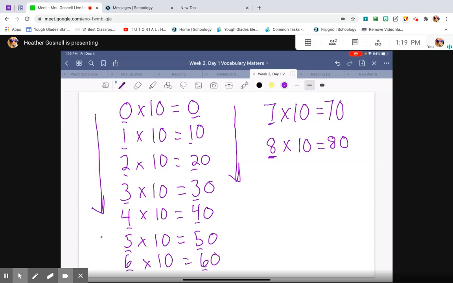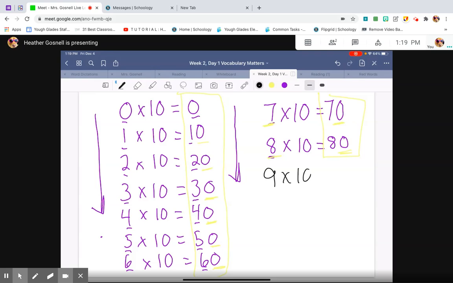Another pattern you need to keep a close look at is that all of the multiples, remember multiples are just products of a particular number. These are all multiples of 10 here, and all my multiples of 10 end in a 0. So we can use these patterns to solve our 10 facts.